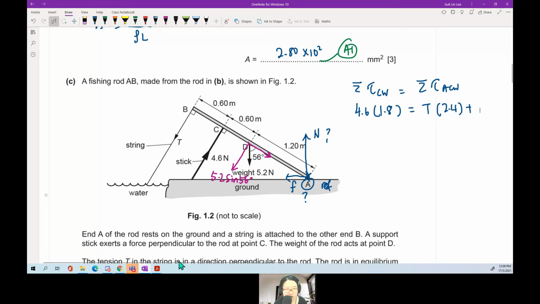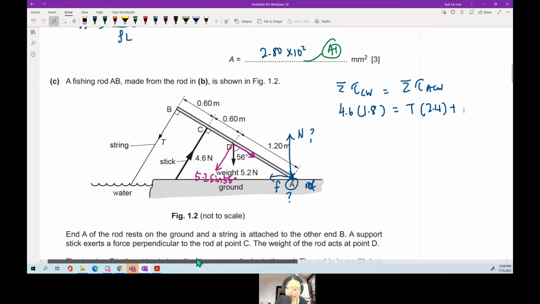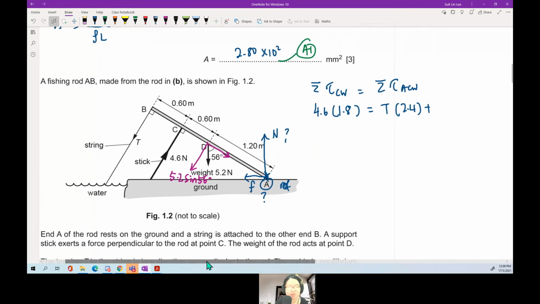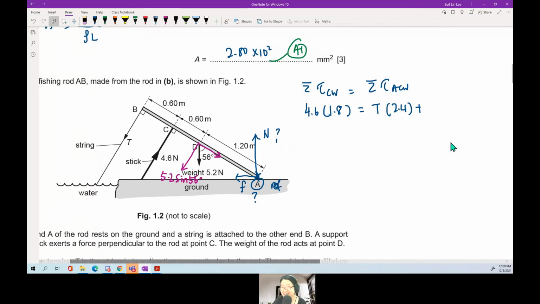Miss, can I just put 5.2 sine 56? Can, no problem. Whichever you want to put. You can put 4.31, you can put 4.3. You can even put 5.2 sine 56 because you want absolute accuracy. Can, just put, no problem. The examiner can see. But I just want to give the examiner an easy time, because the examiner is going to mark many papers, you know.